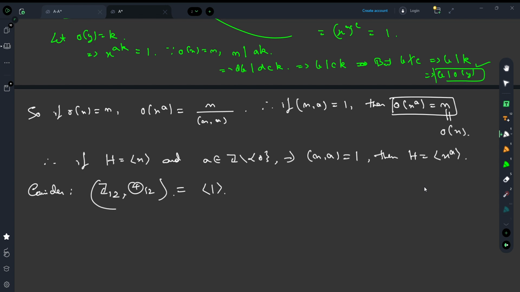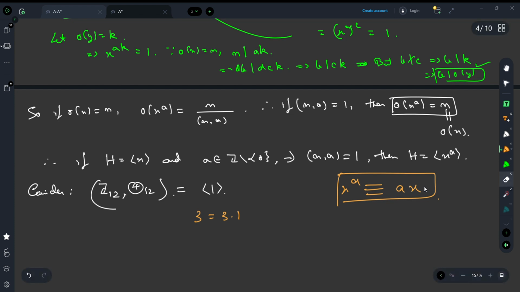Now observe, this is an additive group. So X to the power A in this case is equivalent to saying AX, right? What is 3? 3 is 3 times 1. The order of 1 is 12, right? No, sorry, I'm very sorry. The order of... am I doing something wrong here?